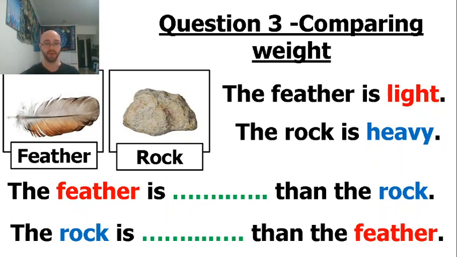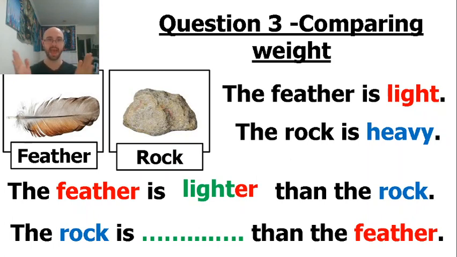So, the feather is light, the rock is heavy. The feather is lighter. Light has one syllable, light. So we add an ER. The rock is heavy. How many syllables, how many claps is heavy? Try it out. Heavy.